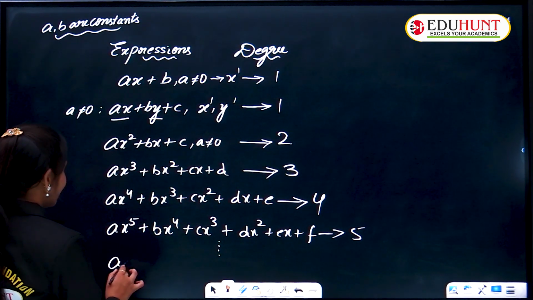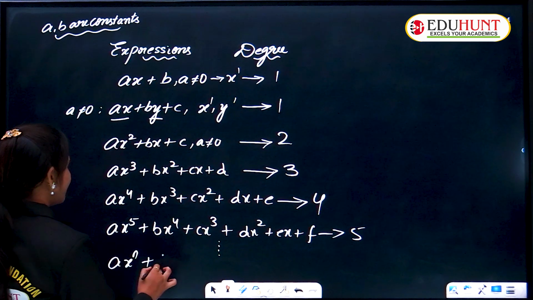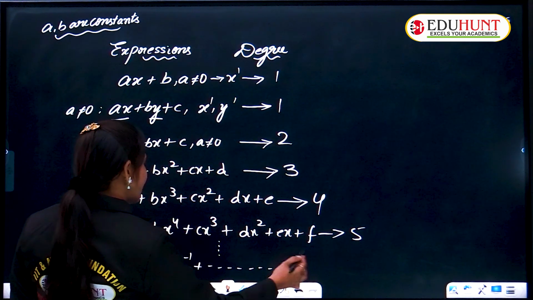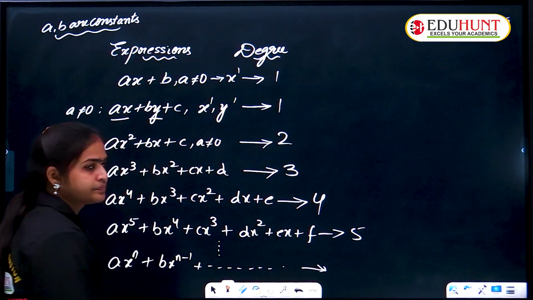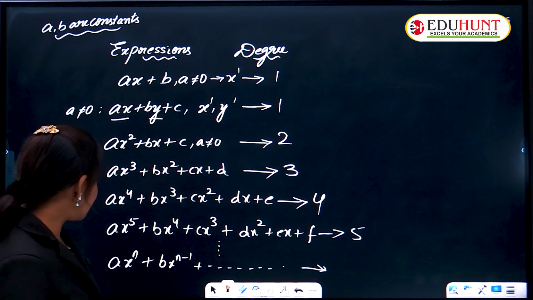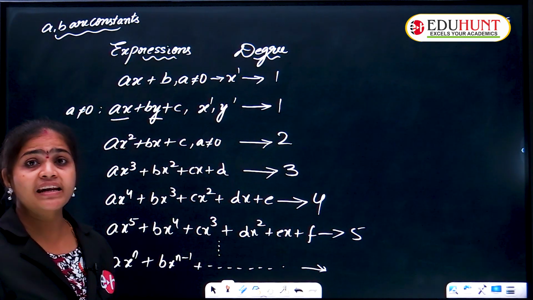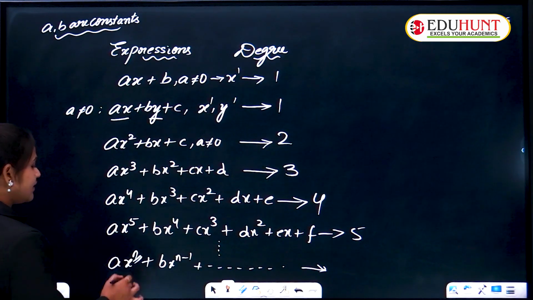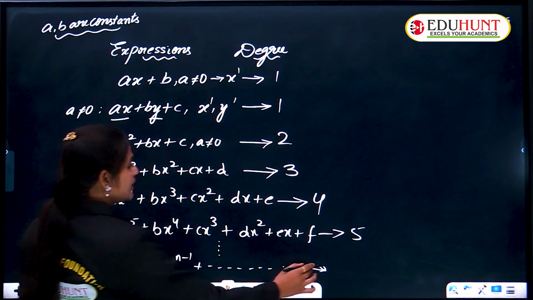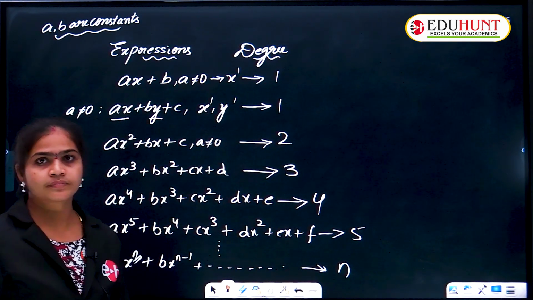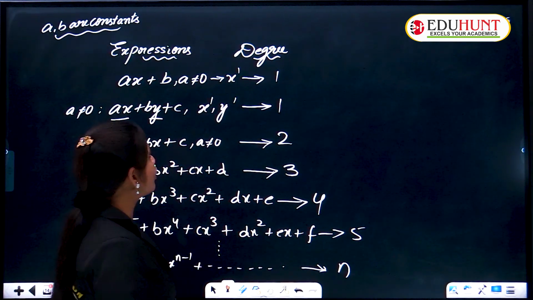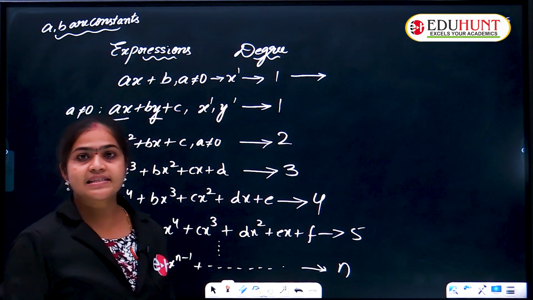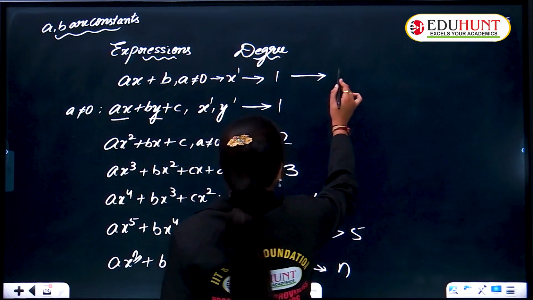For example, ax power n plus bx power n minus 1 plus and so on, up to the last constant. Here the highest power is n, so the degree is n. Now, if the degree is 1, then we will call that a linear equation.